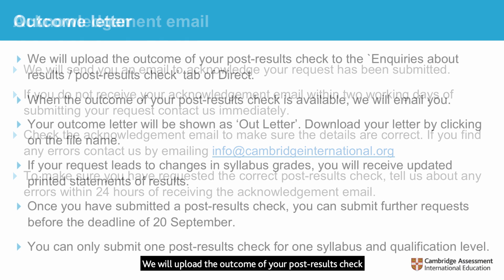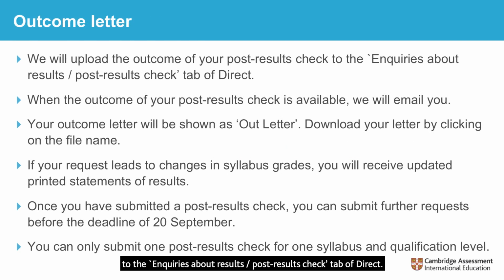We will upload the outcome of your post-results check to the Inquiries About Results / Post-Results Check tab of Direct. We will email you when an outcome is available. Your outcome letter will be shown as Out Letter. Download your letter by clicking on the file name. If your request leads to changes in syllabus grades, you will receive updated hard copy statements of results. Once you have submitted a post-result check, you can submit further post-result checks before the deadline of the 20th September. However, you can only submit one results check for one syllabus and qualification level.